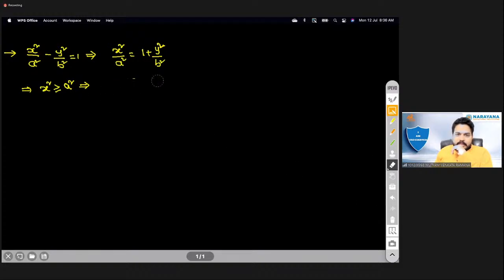Okay, so that means here the range is, what is the range? That means either x is less than or equal to minus a, or x is greater than or equal to a.